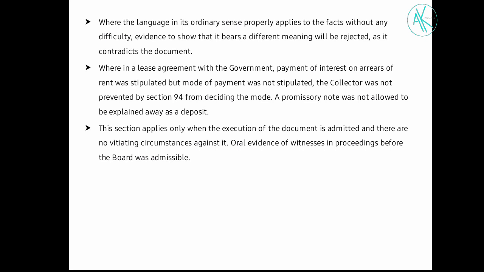Where in a lease agreement with the government, payment of interest on arrears of rent was stipulated, but mode of payment was not stipulated, the collector was not prevented by Section 94 from deciding the mode. A promissory note was not allowed to be explained away as a deposit. This section applies only when the execution of a document is admitted and there are no vitiating circumstances against it. Oral evidence of a witness in proceeding before the board was admissible.